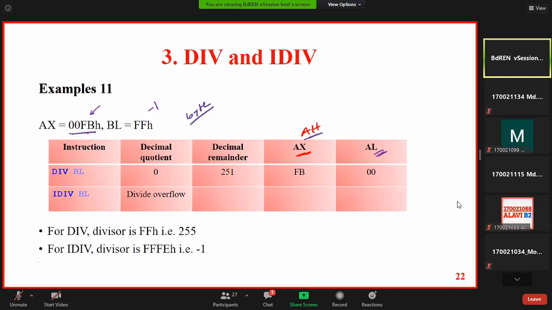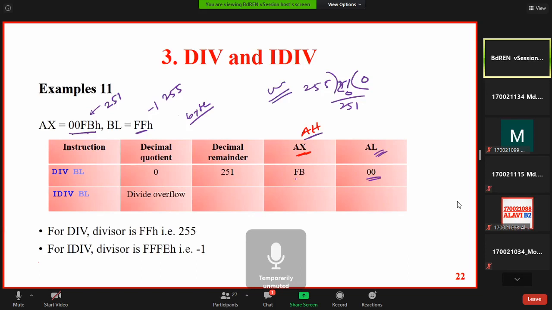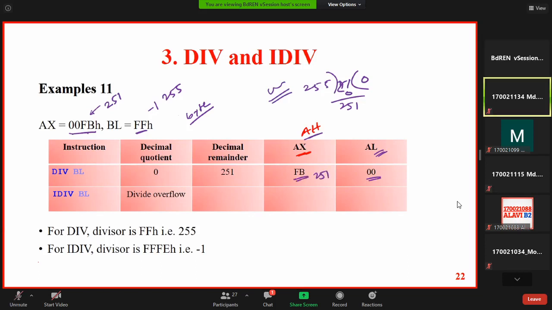So AX is having the dividend. So it is basically 251. Okay. So in the first case, it is 251 and it is maybe 255 if I'm not wrong. So you are dividing basically 251 by 255. Basically it will give 0 and remainder 251. So it is for the unsigned case. Is it clear? So 0 and this is 251. Yes, sir.